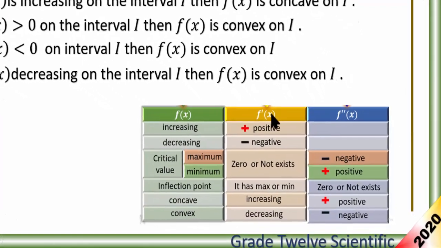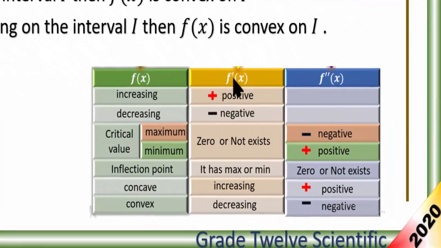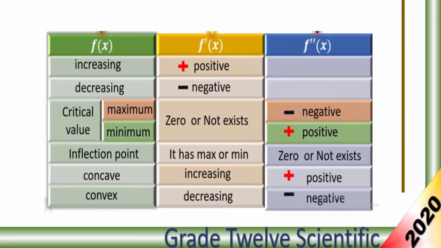Let us see. This is the function f prime of x. If it is increasing here, that means the second derivative is positive. Because the second derivative is positive, the function f of x is concave. That is the true statement.